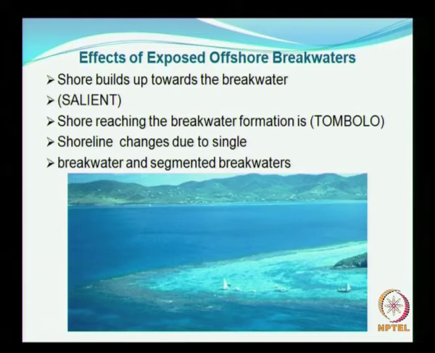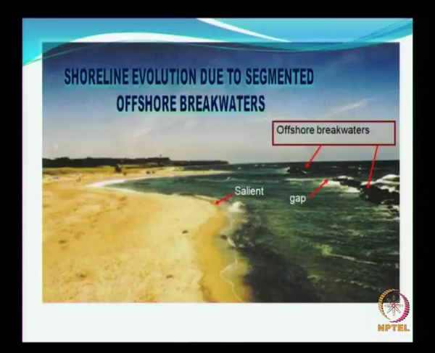So, effects of exposed offshore breakwaters. I have already explained about Tombolo and salient, shoreline changes, and also segmented breakwaters. Now this is a typical example in the Baltic Sea. This is again quite an old photograph, but it is used just to show you how the shoreline can change. You see there is an offshore breakwater here, another offshore breakwater, here is the gap, and you see the salient being formed.